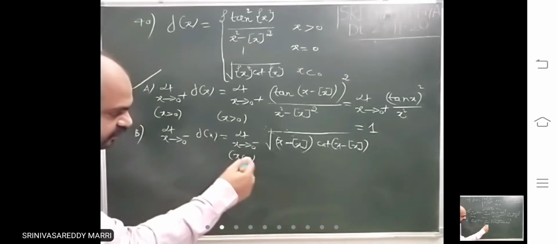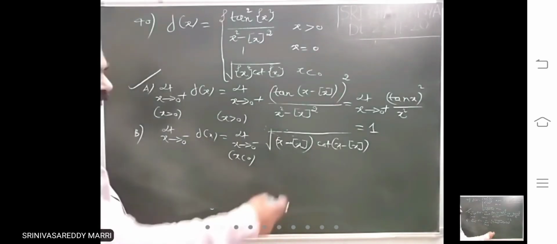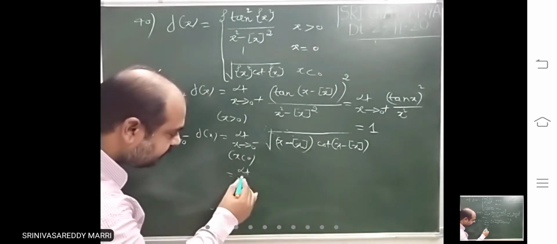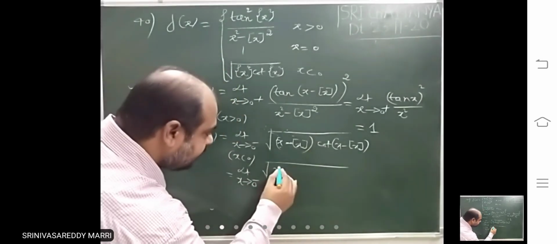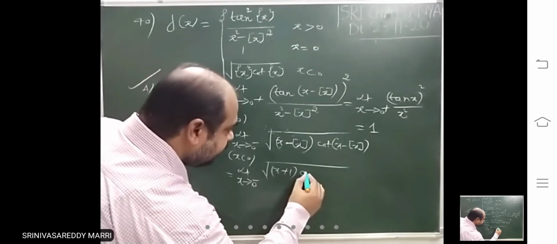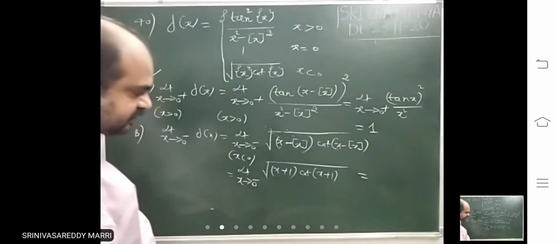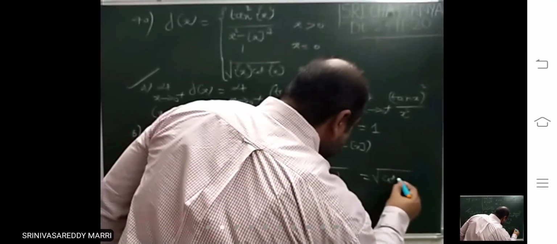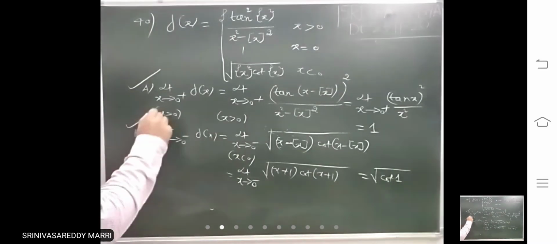Now x less than 0 means what we will take? Minus 0.001. So the step of minus 0.001 is nothing but minus 1. The integer part will be what? Minus 1. So you will get x minus of minus 1, into cot of x plus 1. So if you substitute 0, you will get root of 1 into cot 1, root of cot 1. Directly if you substitute, you will get the answer. So therefore B option is correct.